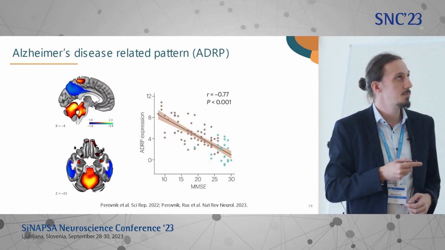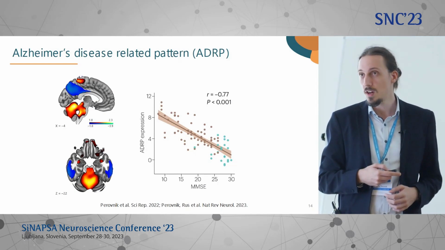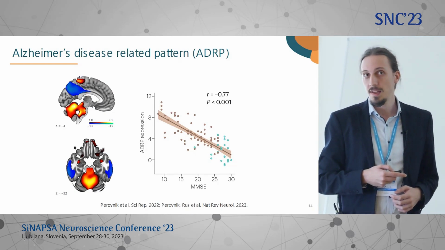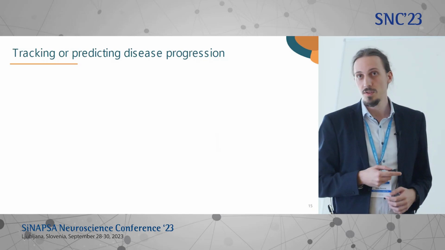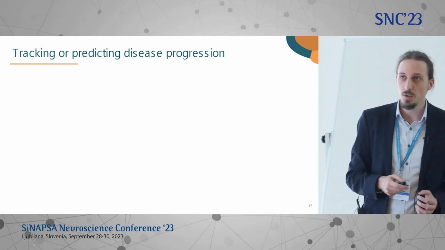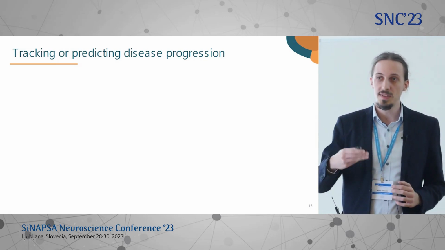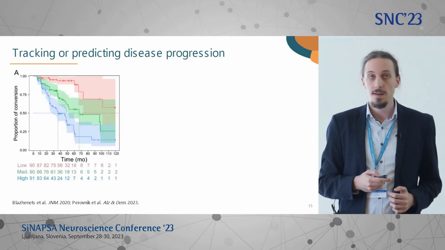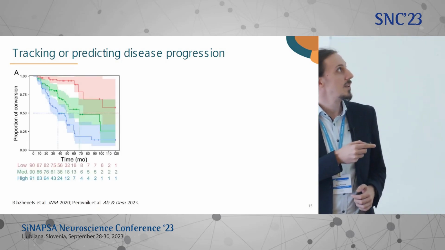Furthermore, it was shown that the pattern correlates with measurements of cognitive impairment. And not just that, but also a couple of studies looked at if we can use it to track or predict disease progression. Here is an example shown.